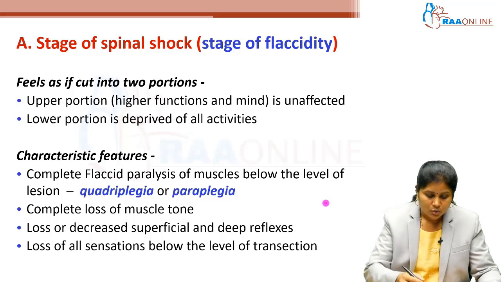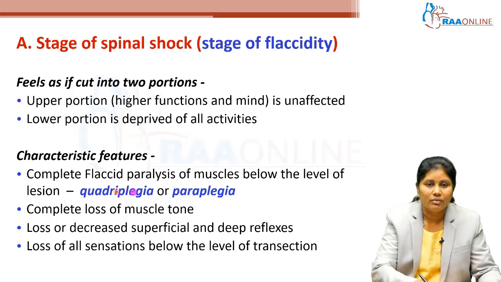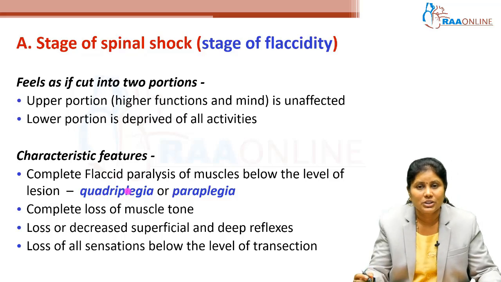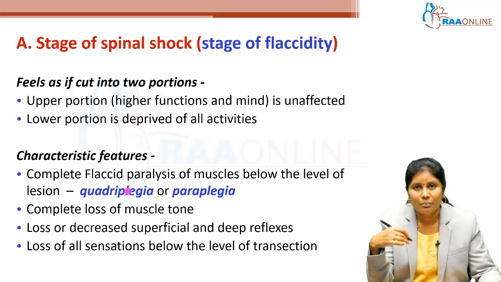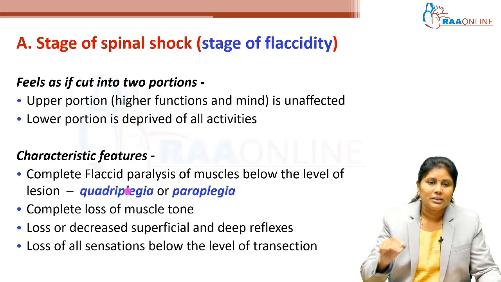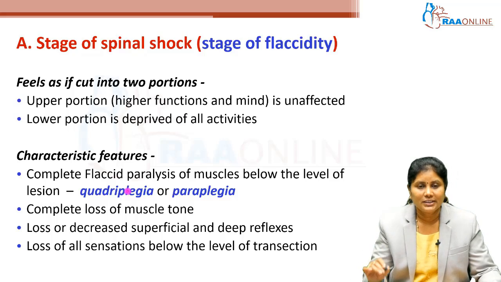That is called quadriplegia. Quadri means four, so all the four limbs get affected. That is quadriplegia. If the lesion is at the thoracic level or below, then the lesion will cause paraplegia. That is, only both the lower limbs will get affected. That is the most important feature in this stage.